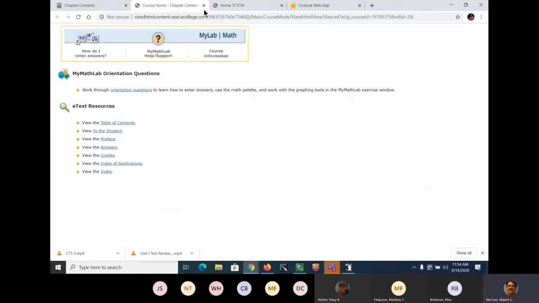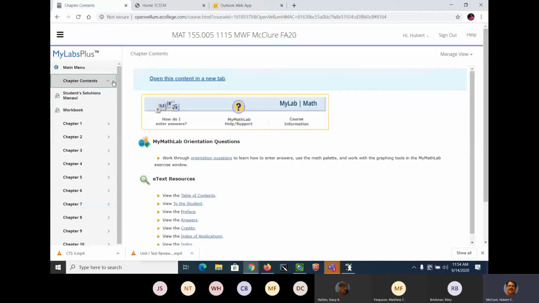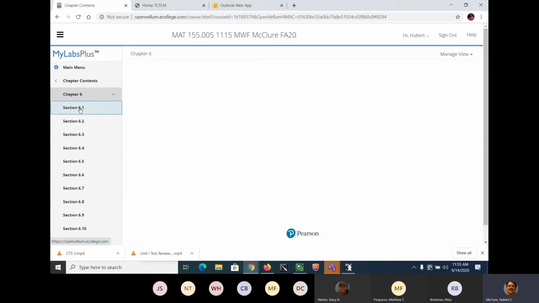I don't understand why it's doing what it's doing. Okay, chapter contents. I want to go to chapter contents. And oh, I see, I'm picking the wrong one. They changed this format. 6.1. There we go.